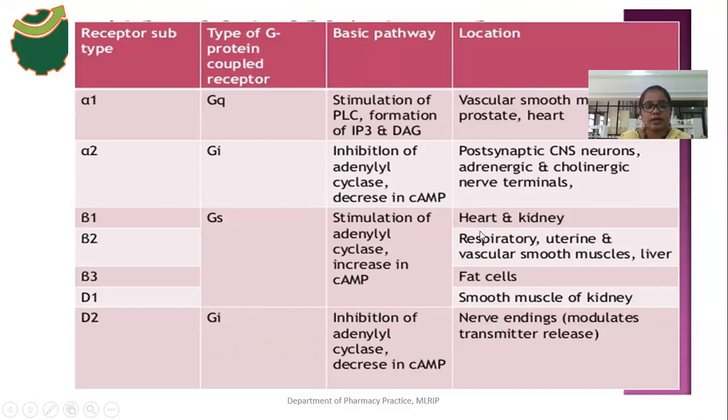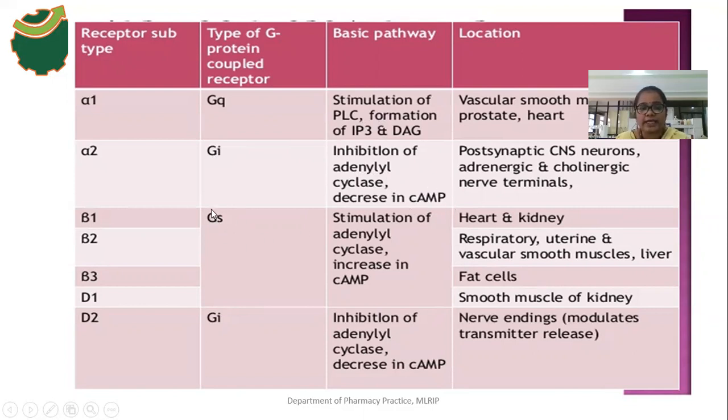Upon the activation of Gq protein, there is a stimulation of the phospholipase enzyme, and there is production of secondary messengers like IP3 and DAG, inositol triphosphate and diacylglycerol. Upon the activation of Gi protein, there is an inhibition of the adenylyl cyclase enzyme. By the inhibition of this enzyme, there is no formation of cyclic AMP, meaning there is no conversion of ATP to cyclic AMP.